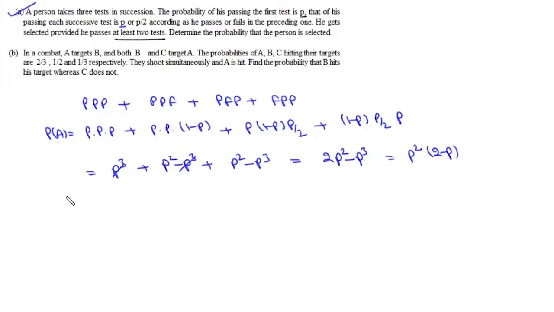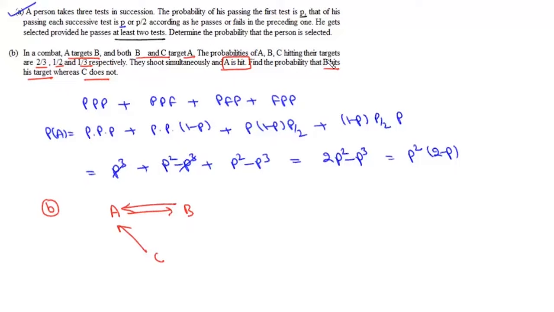Now this part B says, in a combat, A targets B and both B and C target A. The probabilities of A, B and C hitting their targets are 2 by 3, 1 by 2 and 1 by 3 respectively. Now they shoot simultaneously and A is hit. Find the probability that B hits its target while C does not. Now in this combat, A targets B, whereas B and C both target A.